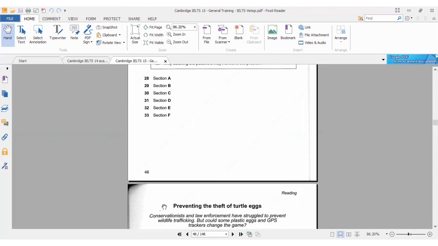This is all you need to get your answers right for matching headings. And of course, get your band nine in the entire IELTS reading, because it's possible, it's doable, you can achieve it, okay? So I hope you learned, I hope you enjoyed this.